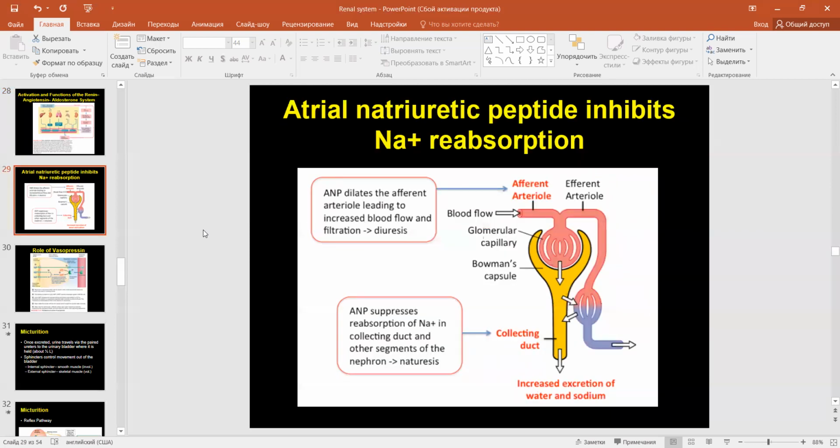Now let's talk briefly about atrial natriuretic peptide, which inhibits sodium reabsorption. Whereas the renin-angiotensin-aldosterone system exerts the most powerful influence on the renal handling of sodium, this sodium retaining, blood pressure raising system is opposed by a sodium losing, blood pressure lowering system that involves the hormone atrial natriuretic peptide.